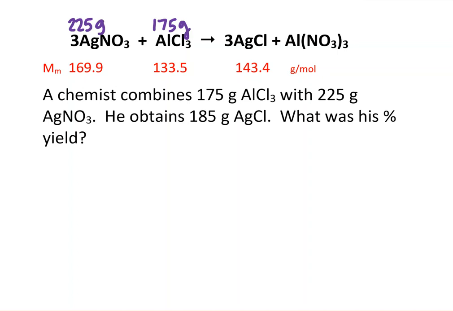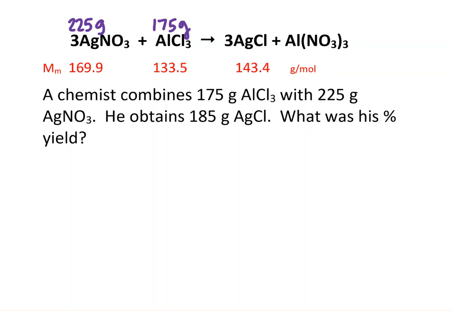Okay, so it looks like I have the amounts of two different reactants, which means that I will have a limiting and excess reagent. In other words, to predict the amount of product, I'm going to have to do the calculation twice and see which one predicts the lesser amount of product.